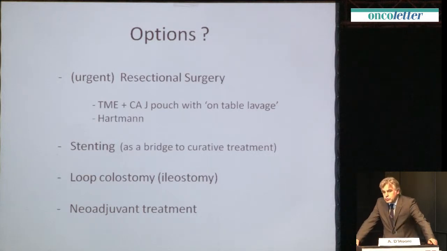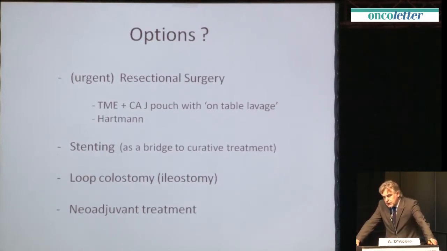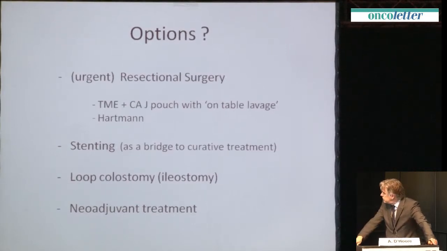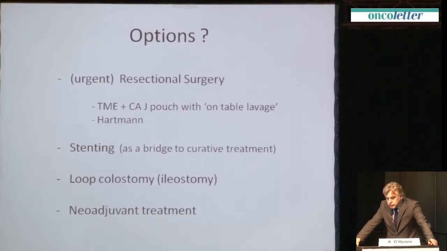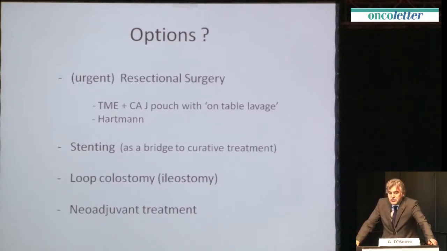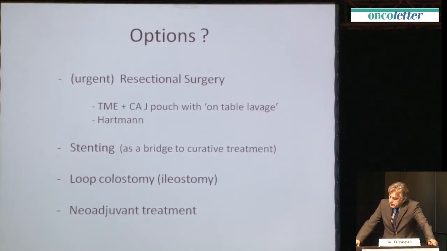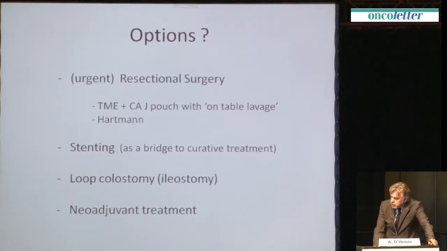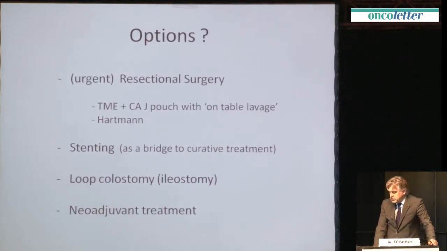In other cases, you would say, maybe I should opt for stenting, as a bridge to curative surgery. Or should I put the patient on a loop colostomy? Ileostomy is not of help in those patients because you will not avoid any blowout of the colon. Or should I go immediately for neoadjuvant treatment?